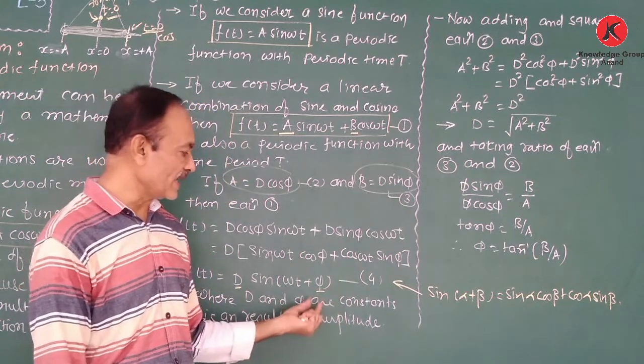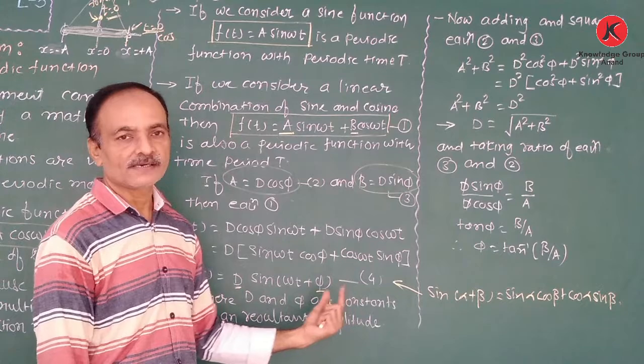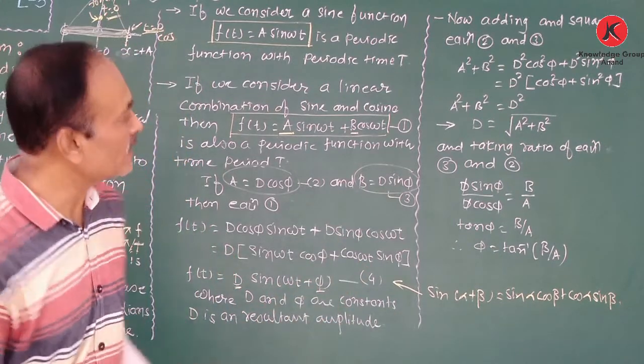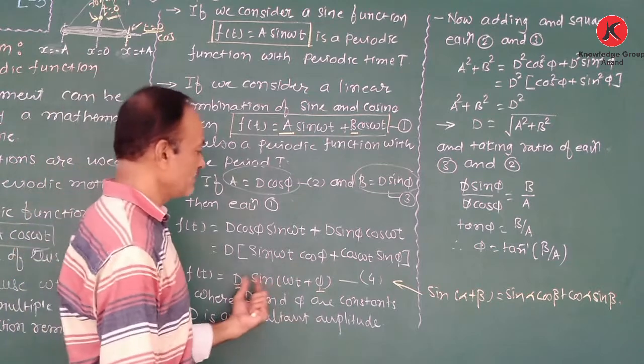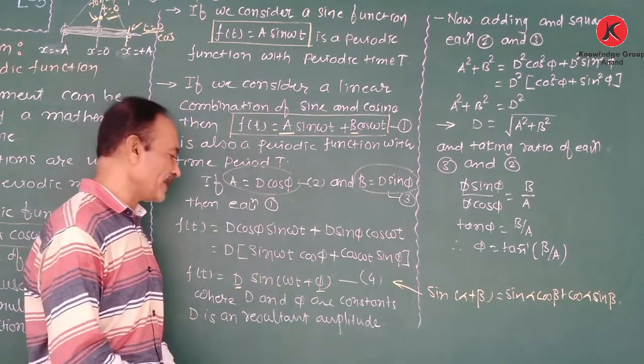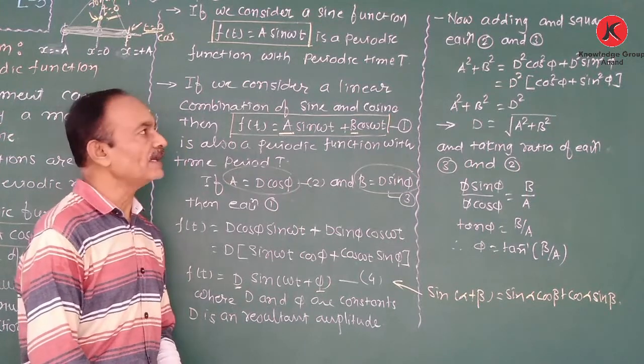And due to that reason, I don't mention here what phi is. We only mention that D and phi are the constants of simple harmonic motion. How do we find the values of D and phi? Mathematically, from these equations we can find out the values of D and phi.